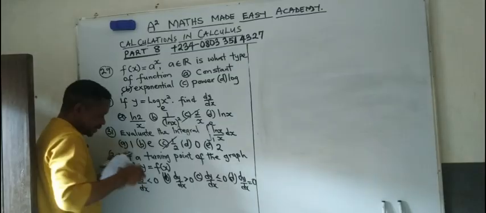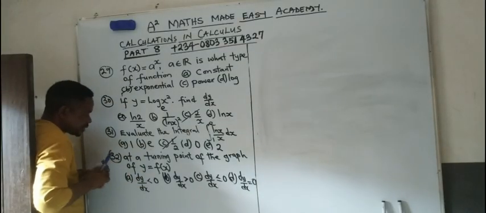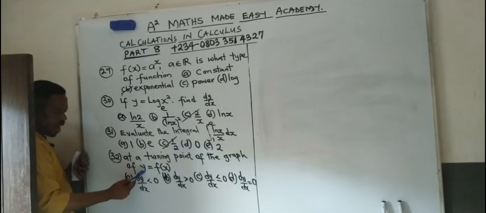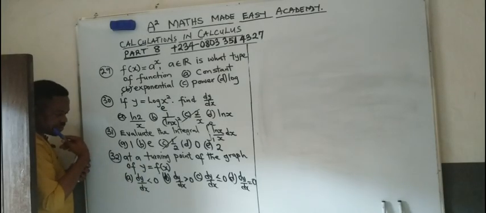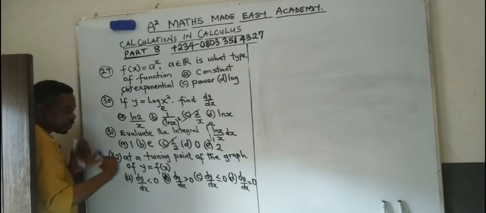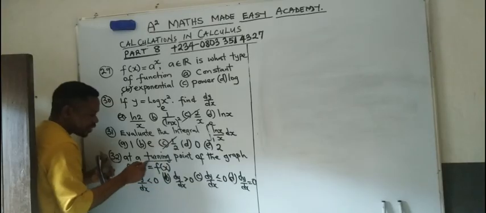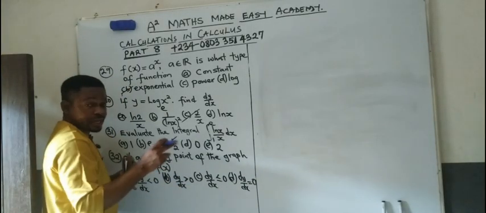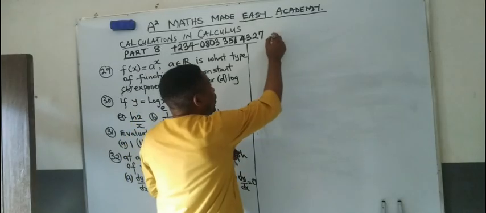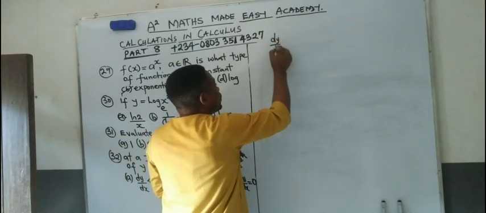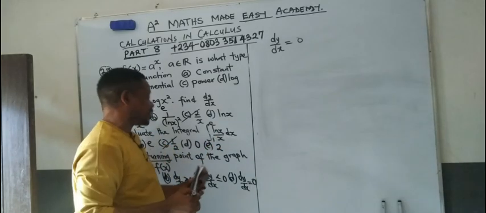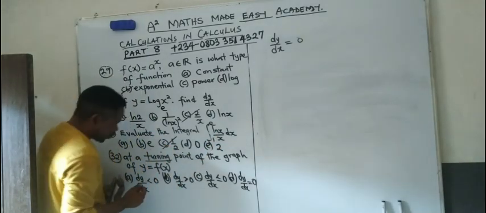What is question number 32? I want you to listen. The question says, at a turning point of the graph of y equal to f of x, what happens anytime you consider the word turning point? If you remember my last video, under maximum and minimum, I discussed a turning point. And I said a turning point is that point where the derivative of a function is always equal to what? 0. Or dy/dx is equal to what? 0.